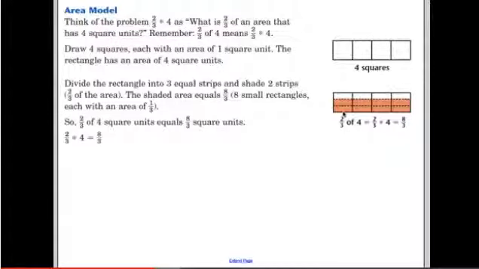Then divide the rectangle into 3 equal strips, so you're making thirds here, and shade 2 strips to show 2/3 of the area. The shaded area equals 1, 2, 3, 4, 5, 6, 7, 8, 8/3. There's 8 small rectangles here. Each of them has an area of 1/3. So 2/3 of 4 square units equals 8/3 square units, which, if we simplify that like we did in the last problem, we get 2 and 2/3.